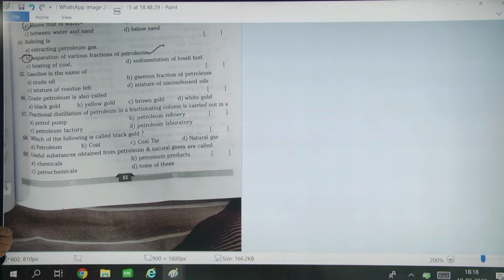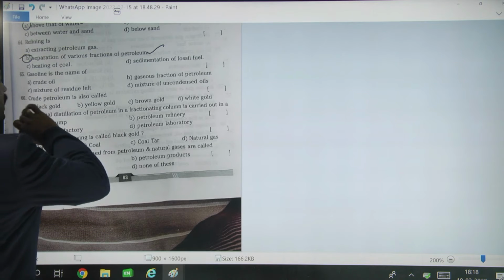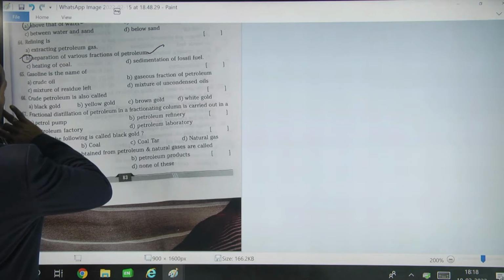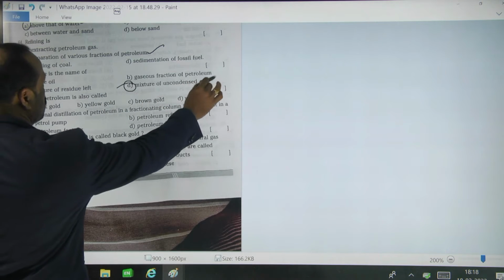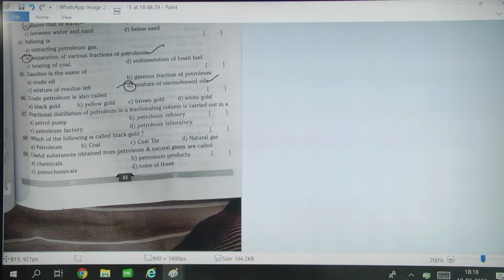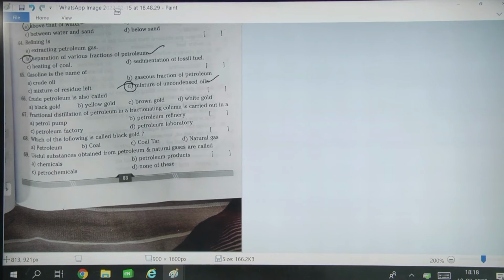Gasoline is not a crude oil. Gaseous fraction of petroleum, gasoline? No, correct only, I think. Okay, mixture of uncondensed oils. I think this is the right answer. Let's check later. Next, crude petroleum is also called black gold.